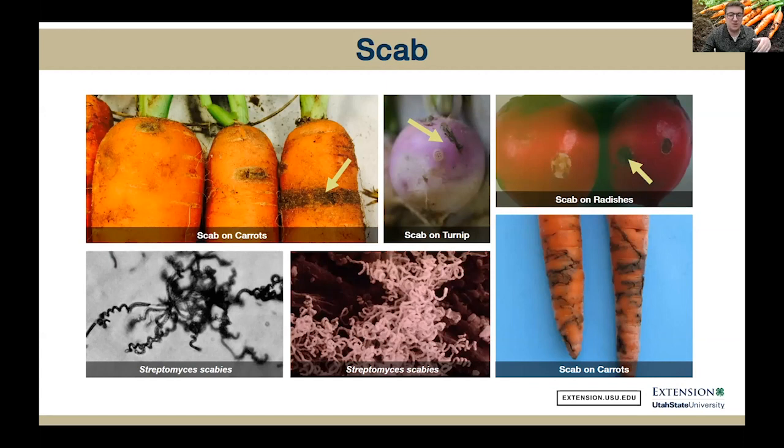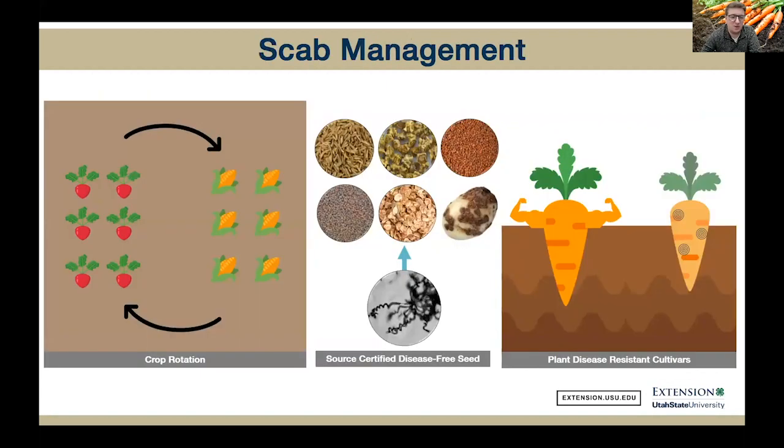It can affect the new plant, and how it affects is it grows between the plant cells. So again, it's super problematic, but we don't usually see a lot of it on our root crops other than potatoes here in Utah. For management, again, we see that theme of looking for resistant cultivars that are available, or cultivars that are more tolerant to scab.